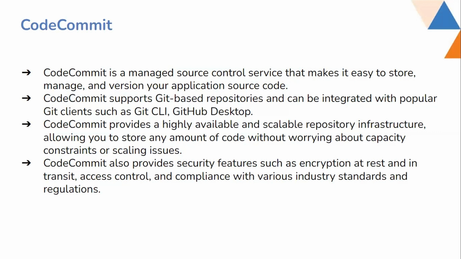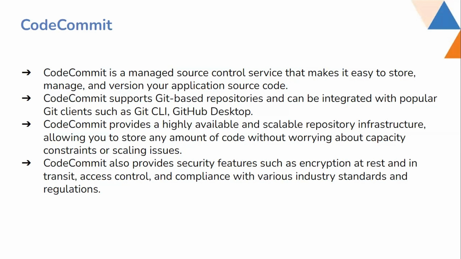Second, CodeCommit supports Git-based repositories and can be integrated with popular Git clients such as Git CLI and GitHub Desktop. So a developer can directly push the code from the Git repositories to CodeCommit for this automation process. For this, there are a few things we need to configure in AWS also, like we need to generate the HTTPS link to push it to CodeCommit. Then we need to create user authentication to push these things. I will show these things in the practical slides.